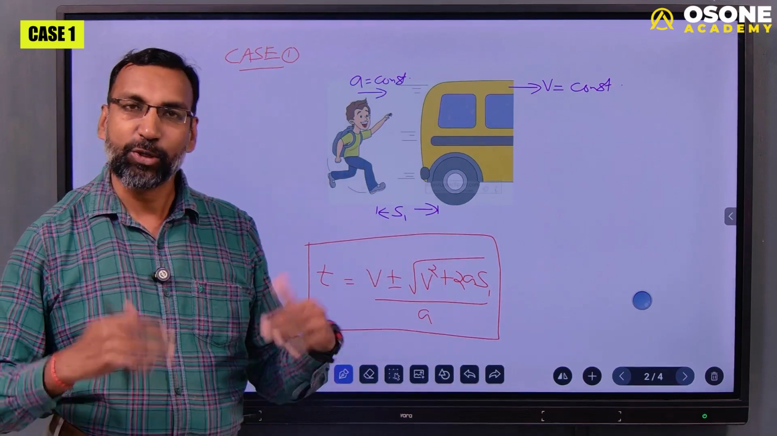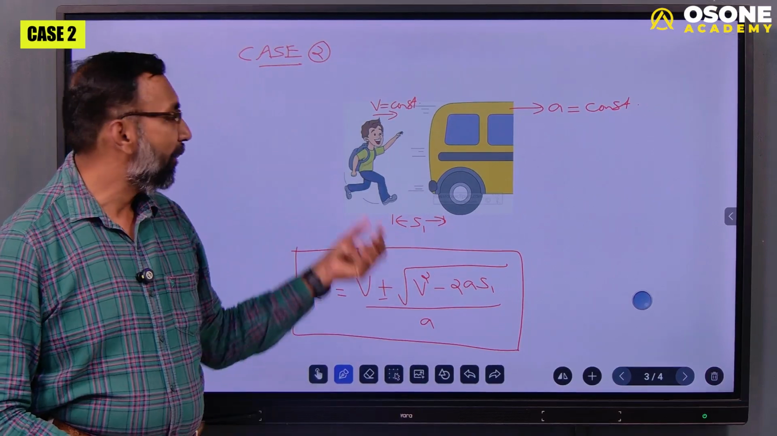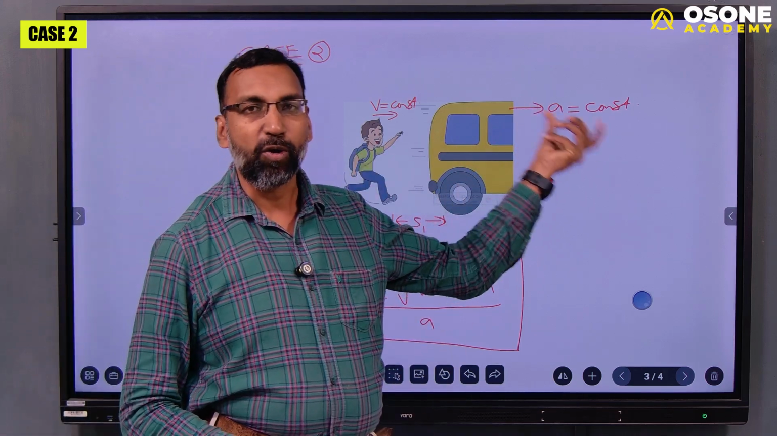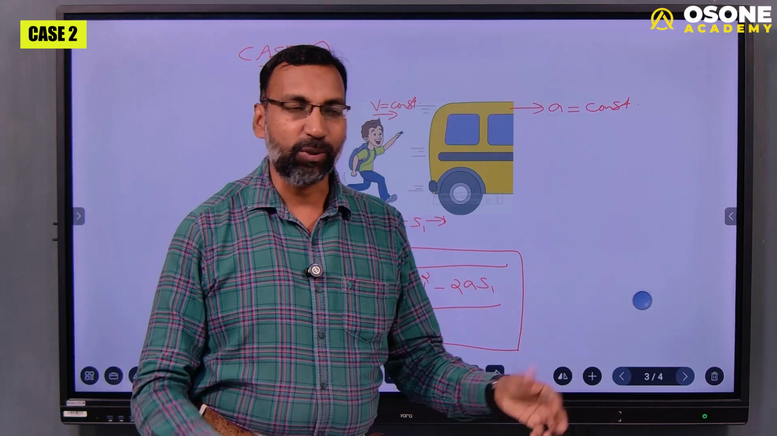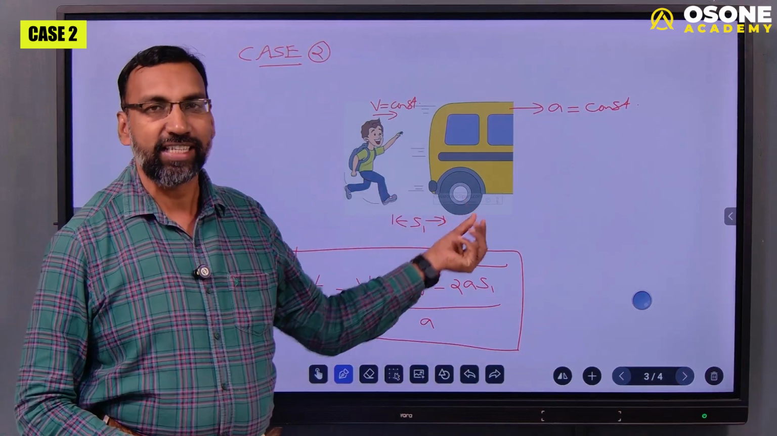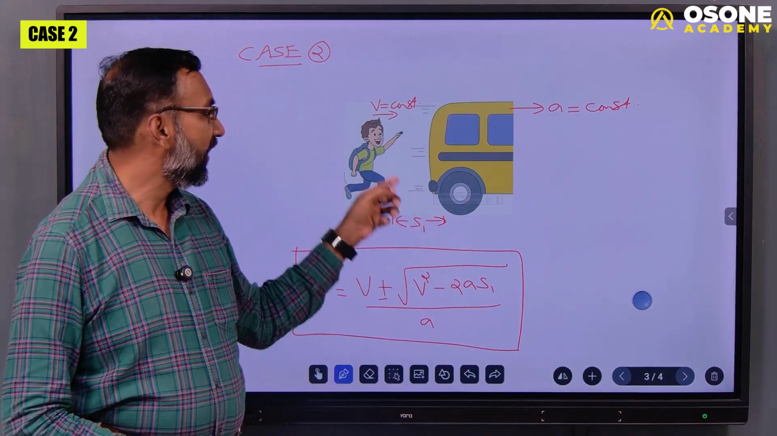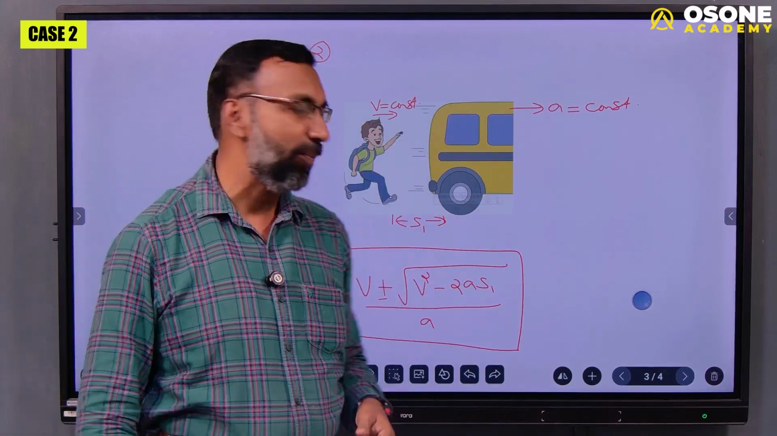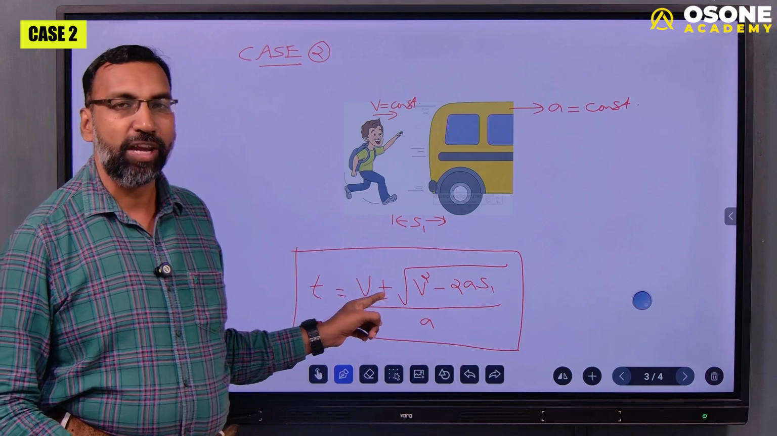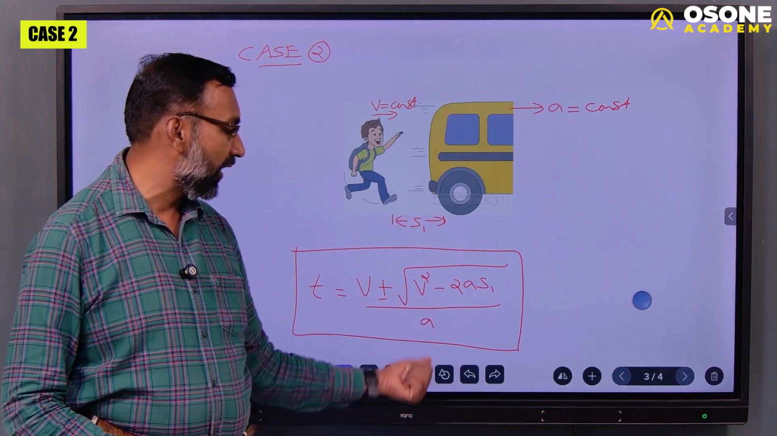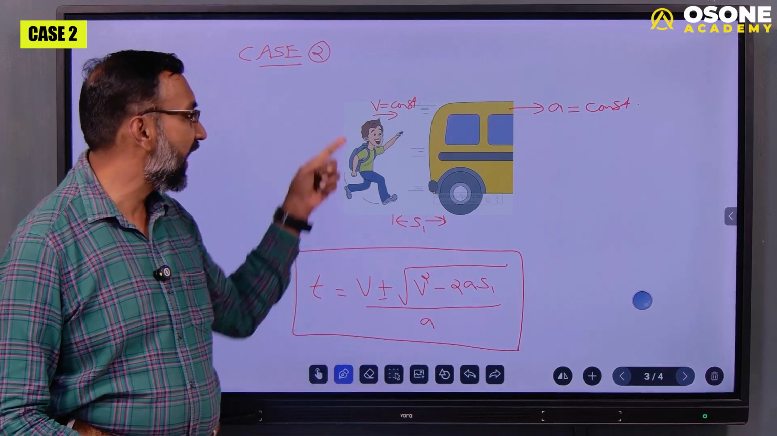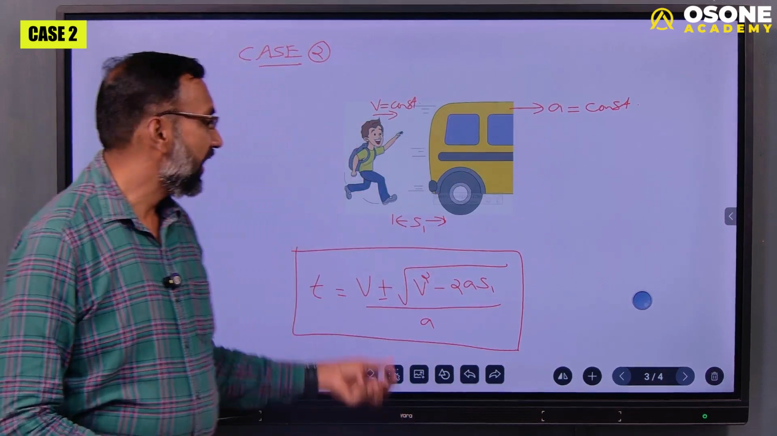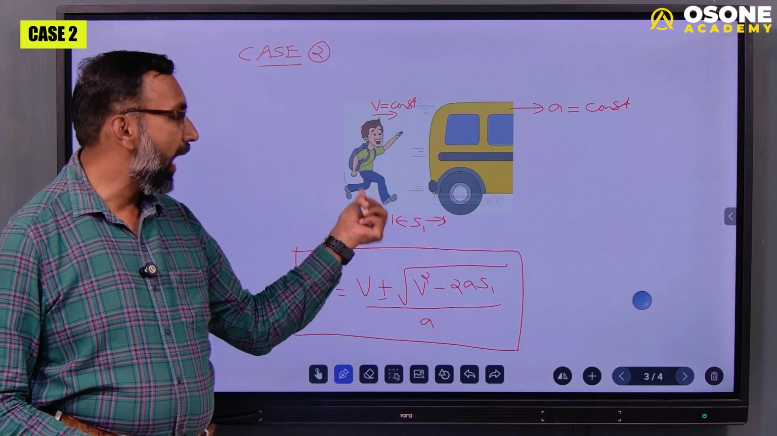Next is case 2. The man is running with a constant velocity and the bus is having constant acceleration. Here also the initial separation between the man and the bus is S1. The shortcut formula for the time taken by the man to catch the bus is T equals V plus or minus root of V squared minus 2AS1, divided by A. Here V is the velocity of the man, A is the acceleration of the bus, and S1 is the initial separation between the man and the bus.